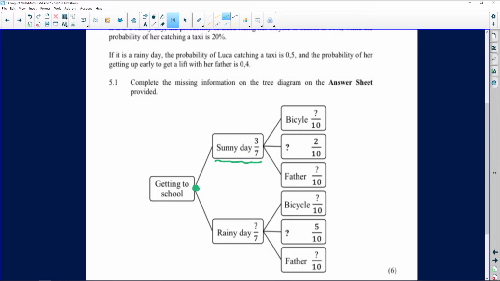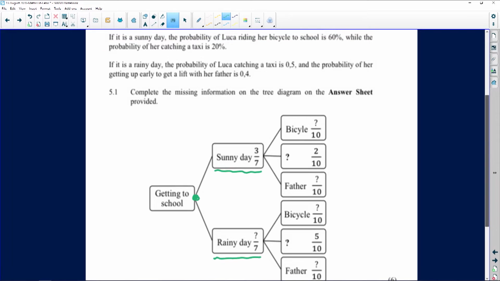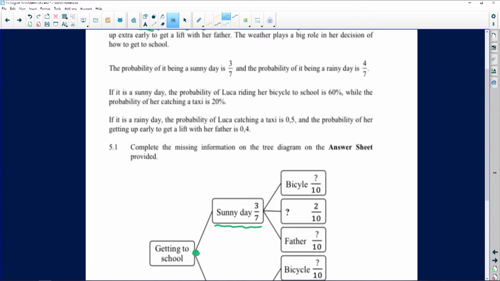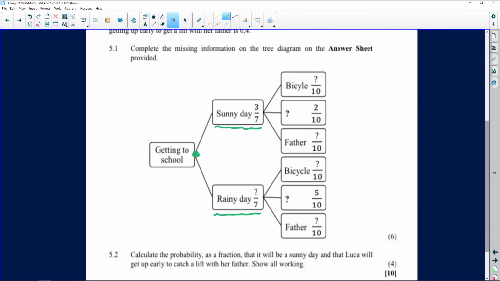And the second probability is it being a rainy day. But we haven't been given what we need down there, but we have been given what we need up there, which says to us the probability of it being a rainy day is 4/7. So I'm going to go and fill that in already. I'm not going to waste any time. 4/7. I hope you can see that 4.